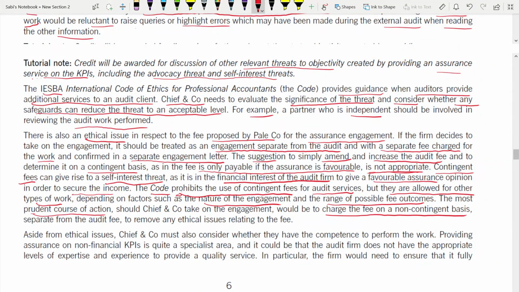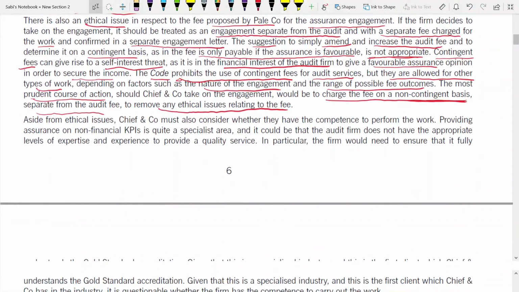So you can say increase the fee, but that charge and the fee should be on a non-contingent basis. And they should be separate from the audit fee. Audit fee separate, this is separate. Why? To remove any ethical issues relating to the fee. So there is no ethical issue now which is related to the fee, if they are separated. So that is an action. The last ones which we are saying, to separate and to give the fee on the non-contingent basis, these are all actions. For this you will get marks.